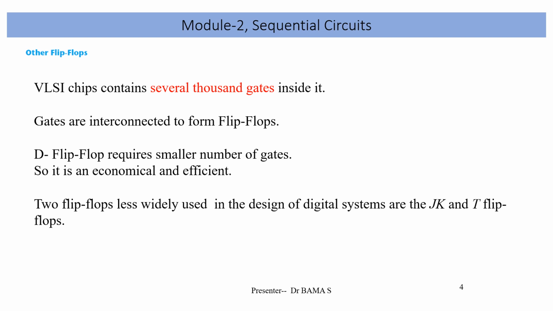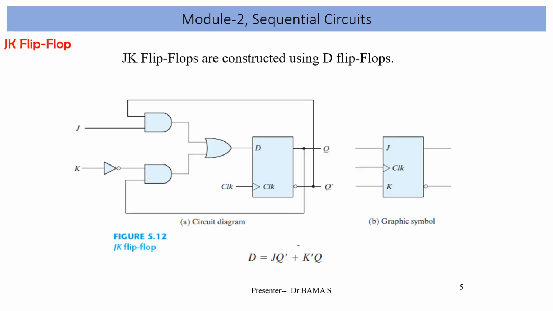Now we will see what a JK flip-flop is, and the figure shows the construction of a JK flip-flop using D flip-flops. This JK flip-flop consists of two inputs J and K and two outputs Q and Q complement. The actual input reaching the D input of the flip-flop is governed by the equation D = JQ' + K'Q. This is derived from the circuit diagram. And this is the corresponding graphical symbol of the JK flip-flop.